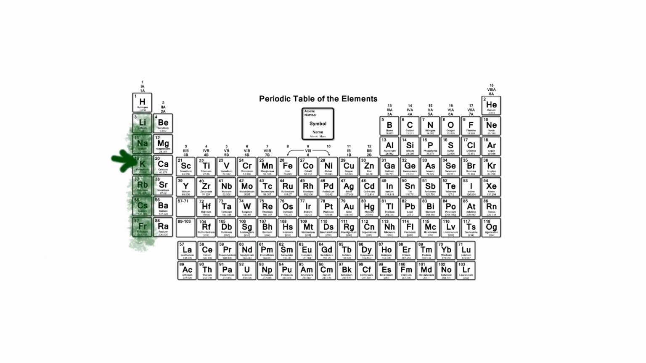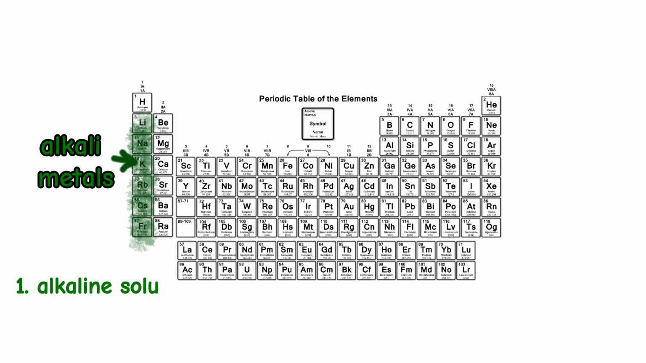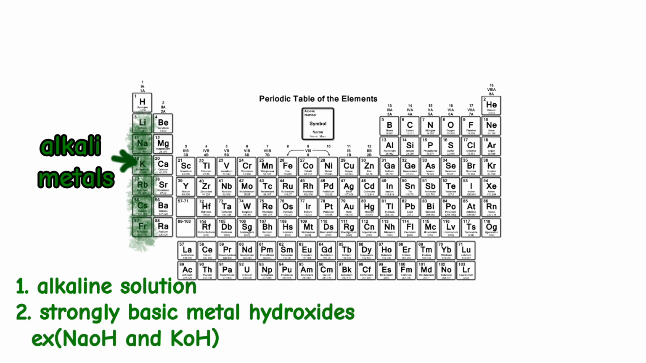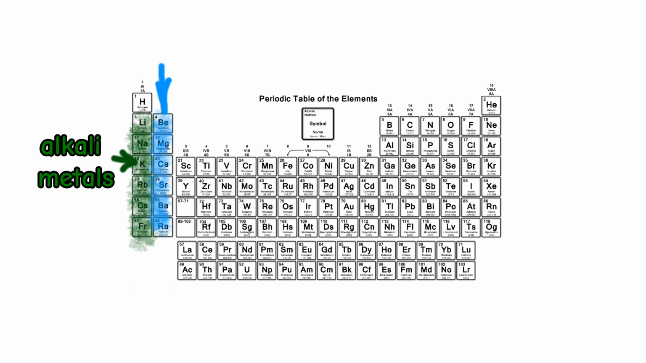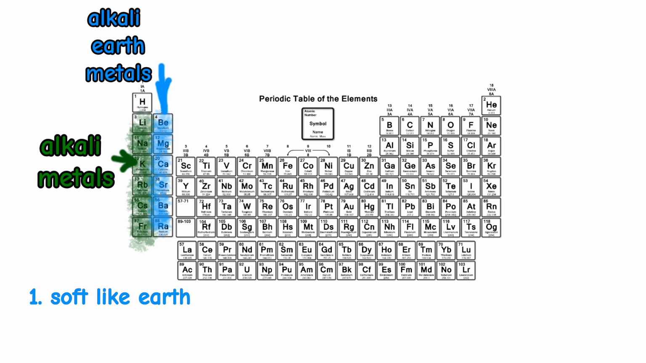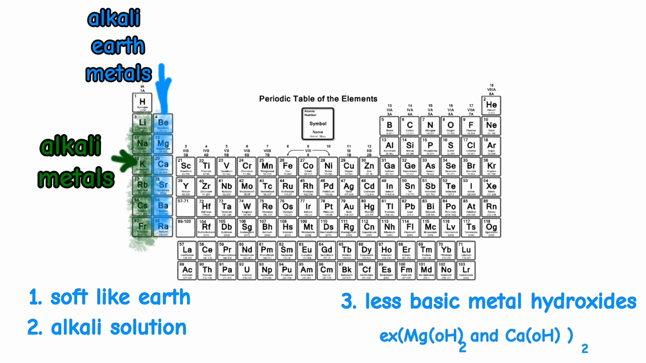For example, these elements are called alkali metals because they react violently with water to form alkaline solutions that are strongly basic metal hydroxides such as sodium hydroxide and potassium hydroxide. They can catch fire when exposed to the air, so they are stored in oil to prevent explosions. These elements are called alkaline earth metals because they are soft like earth.